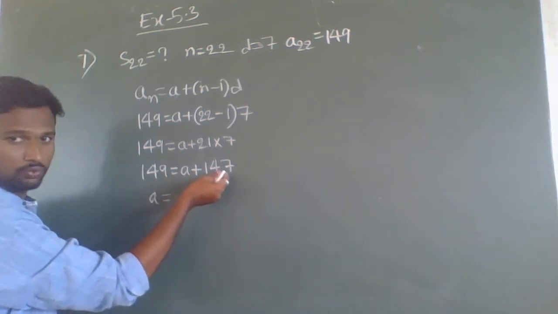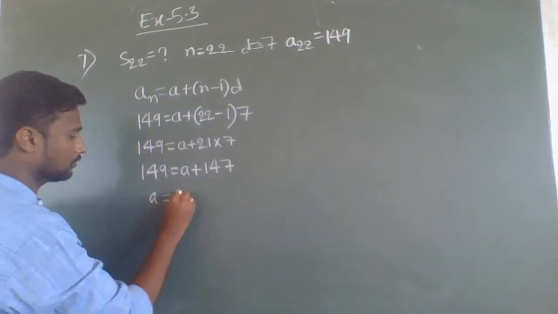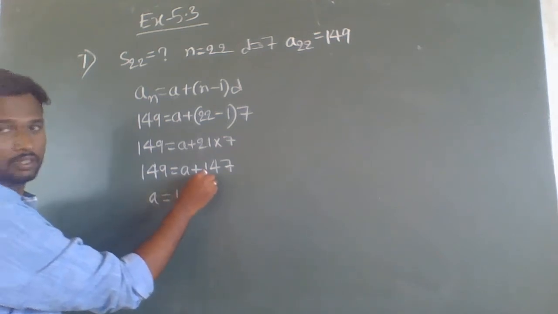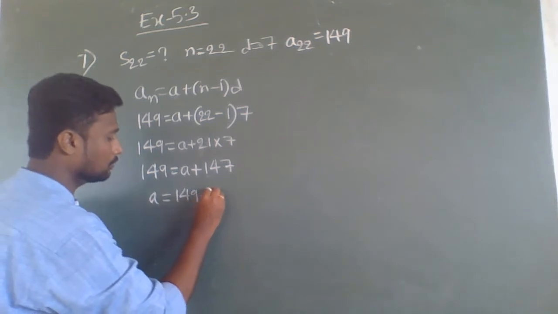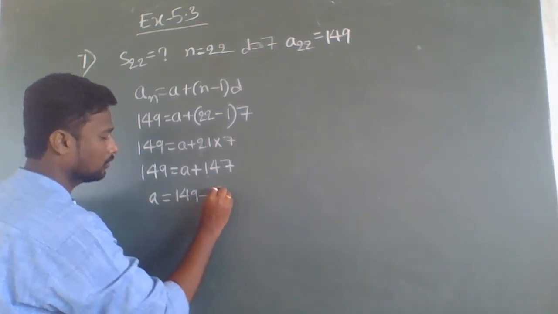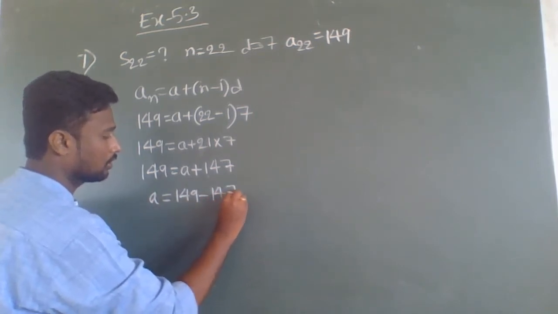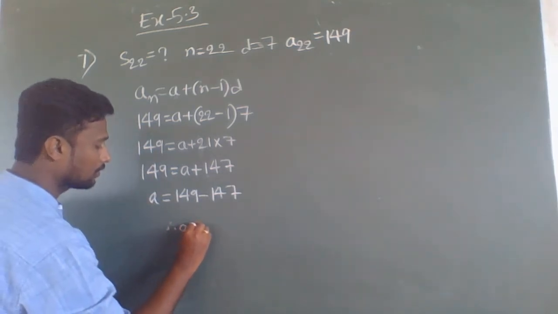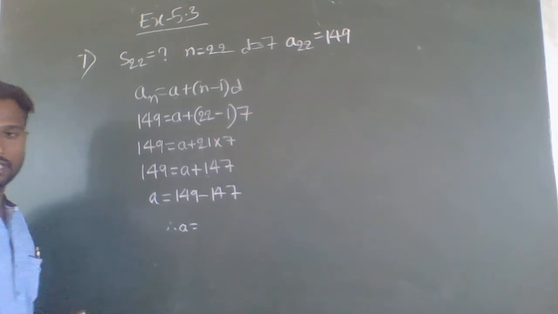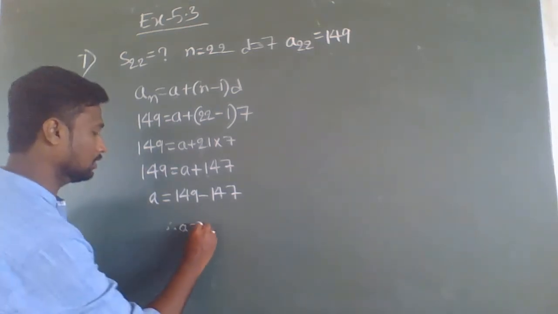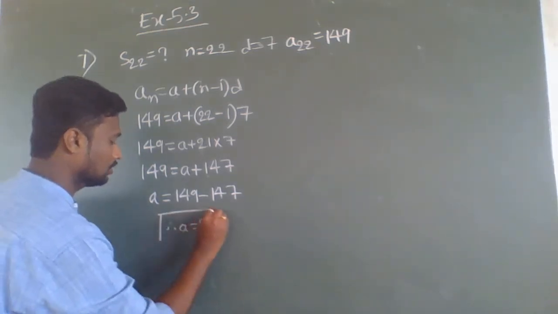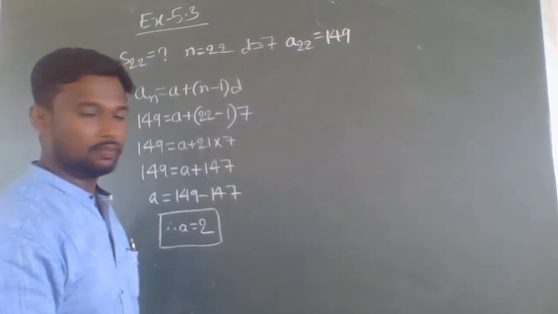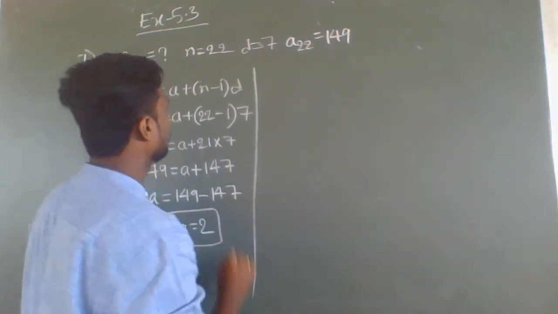Okay. Now to get the value of a, I will move this 147 to the other side. Here it is positive; when it is moved to the other side, it becomes negative. So 149 minus 147. What is the a value? 149 minus 147 means the a value is 2. Now I have got the value of a.